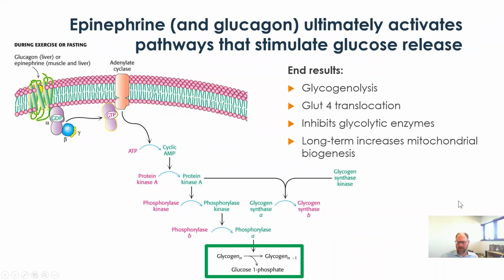But that isn't the only reaction. I know we've learned about that one extensively in this class, but this signaling cascade has a number of effects inside the cell. It can stimulate glycogenolysis. It can encourage the translocation of the GLUT4 glucose transporter to the cell membrane. This is very important in muscles. It can inhibit glycolytic enzymes directly, and it can lead to long-term increases in mitochondrial biogenesis. And these signaling mechanisms have a lot of effects throughout the body.